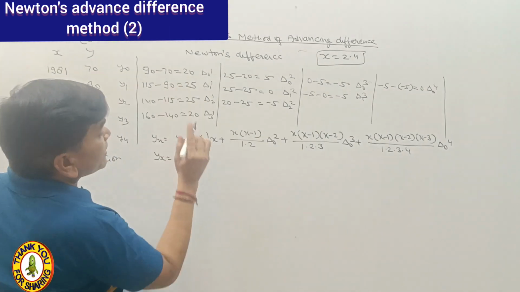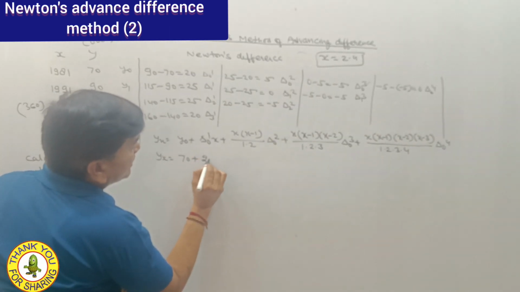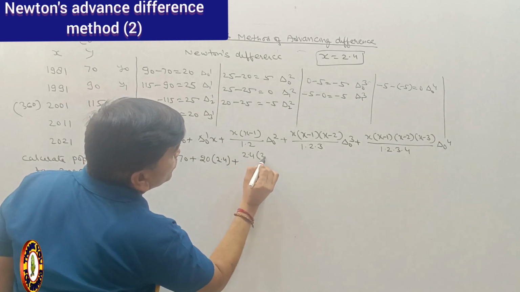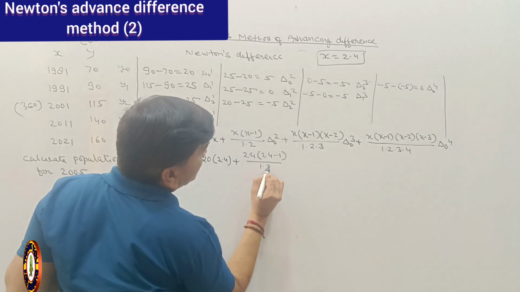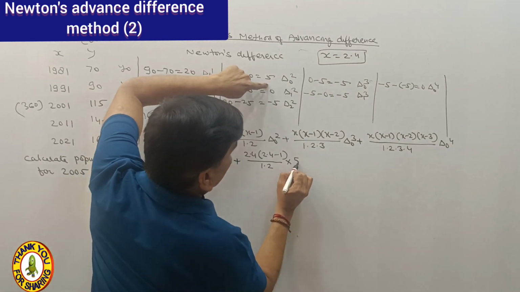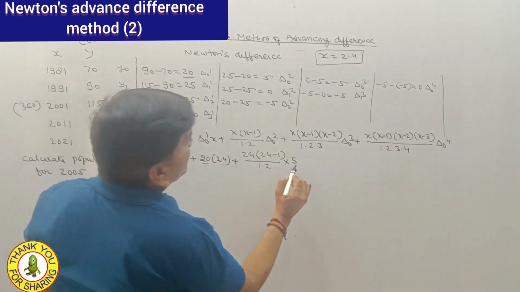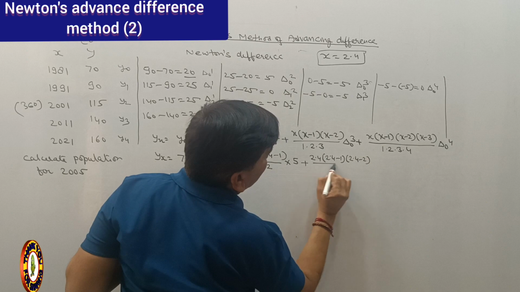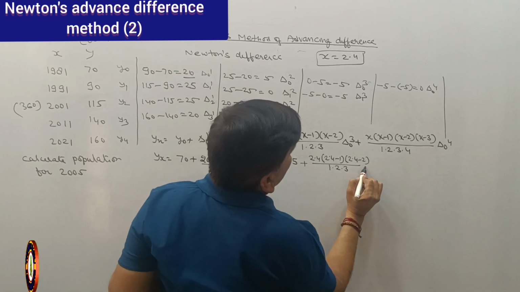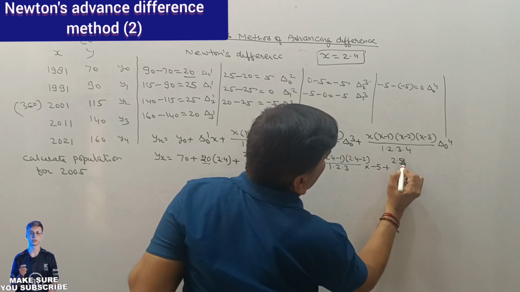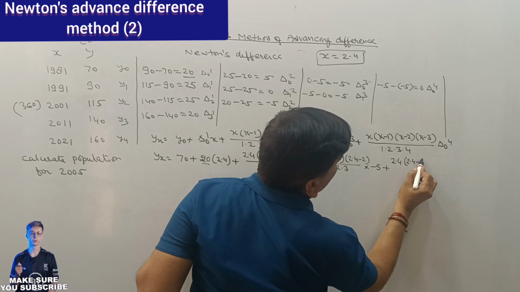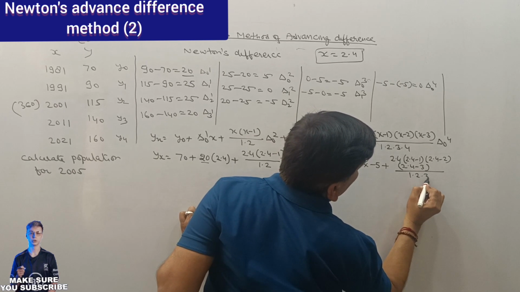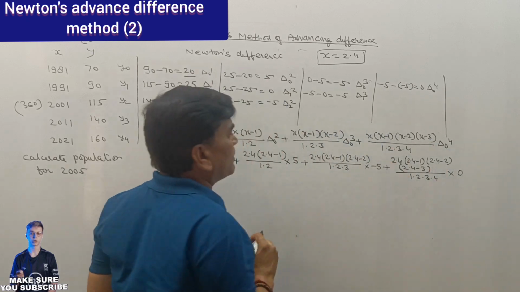Now delta 01 is 20, multiplied by the value of x, 2.4, plus 2.4 times (2.4 minus 1) divided by 1 multiply 2 times delta 02, that is 5, plus (2.4)(2.4 minus 1)(2.4 minus 2) divided by 1 multiply 2 multiply 3, delta 03 value is minus 5, plus (2.4)(2.4 minus 1)(2.4 minus 2)(2.4 minus 3) divided by 1 multiply 2 multiply 3 multiply 4, and this is 0. So all of it will be converted to 0.